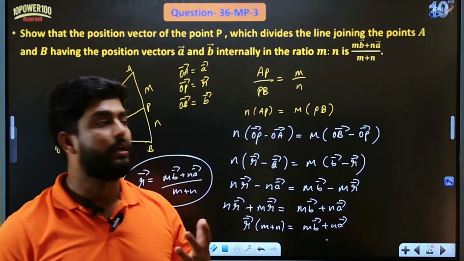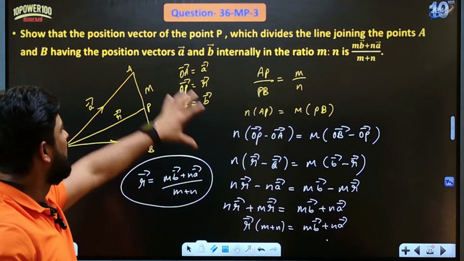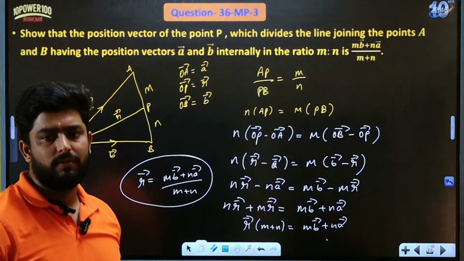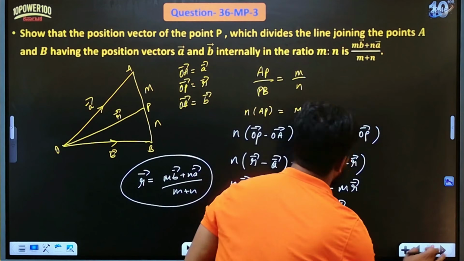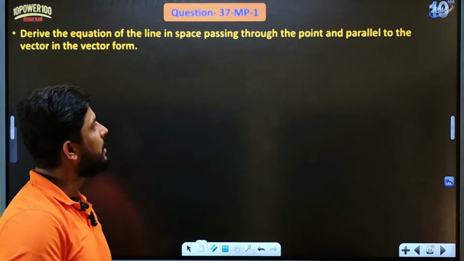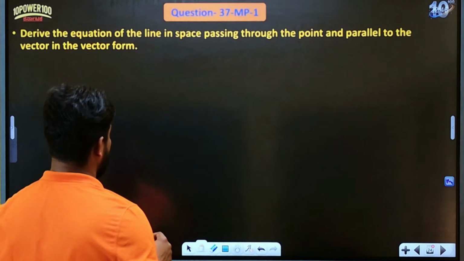Don't directly jump into this, and the diagram is also very important. Draw neatly and mention what you have drawn in the picture, and the rest can be done easily. So this is about the internal division derivation. Next, derive the equation of a line passing through a given point and parallel to a given vector. This is also one of the important questions for 3 marks.